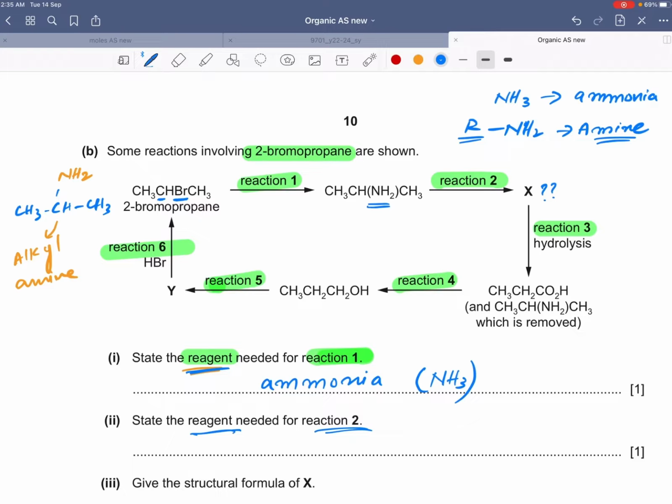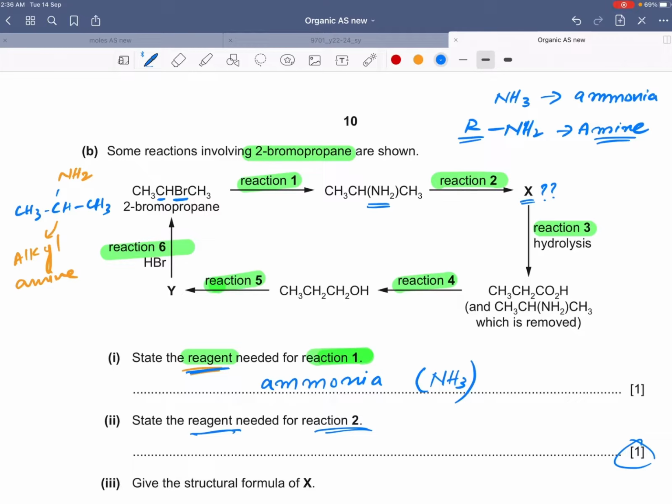Now in the second part, they are saying state the reagent needed for reaction 2. Now reaction 2, I think this question would be difficult for most of the students. It is a tricky question. This is only a one-part question, and if you look at the marking scheme of this paper, it also says that most of the students were unable to attempt this part because this is really a tricky part, right? We have to identify X.